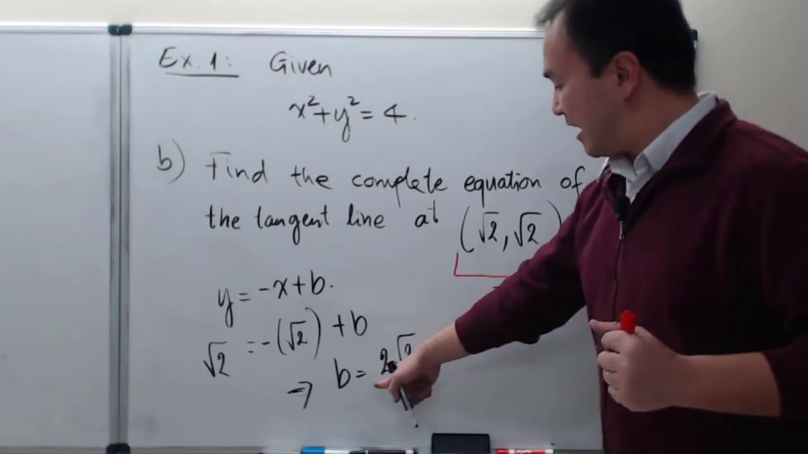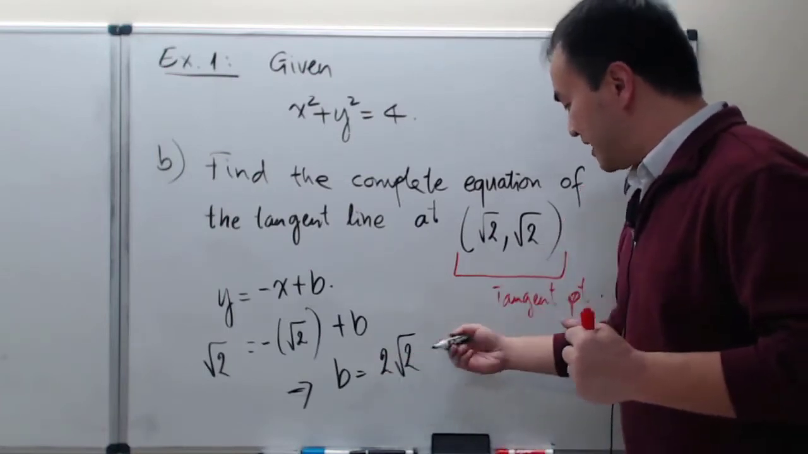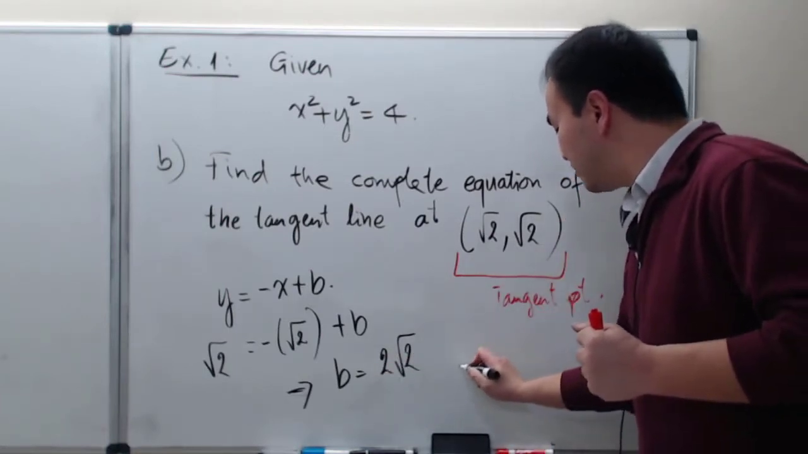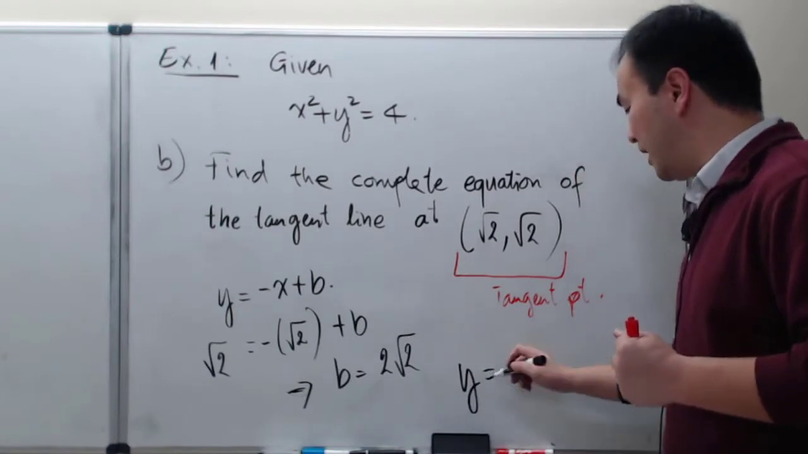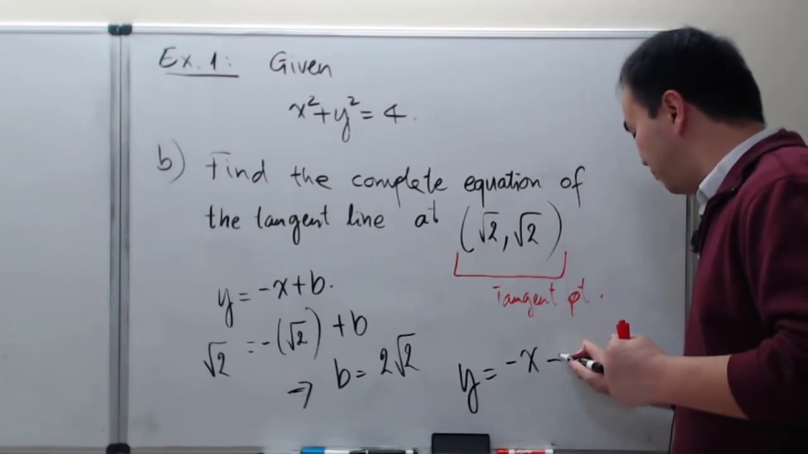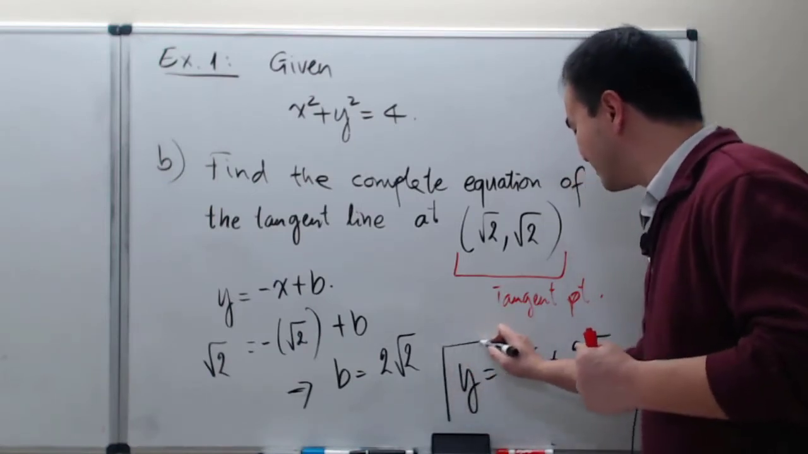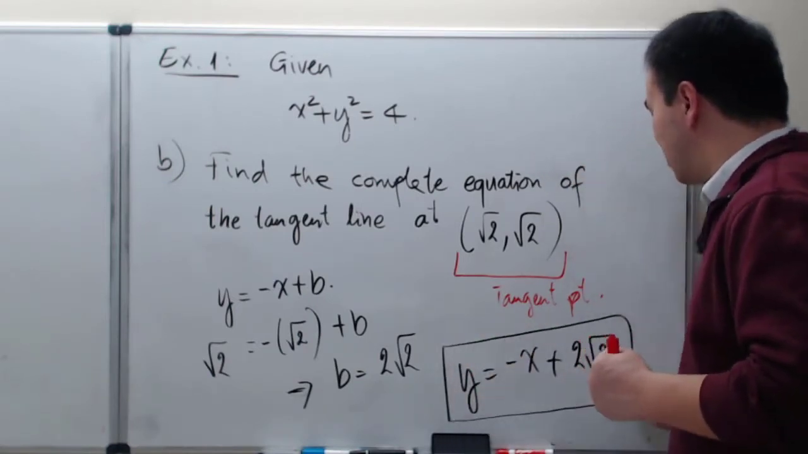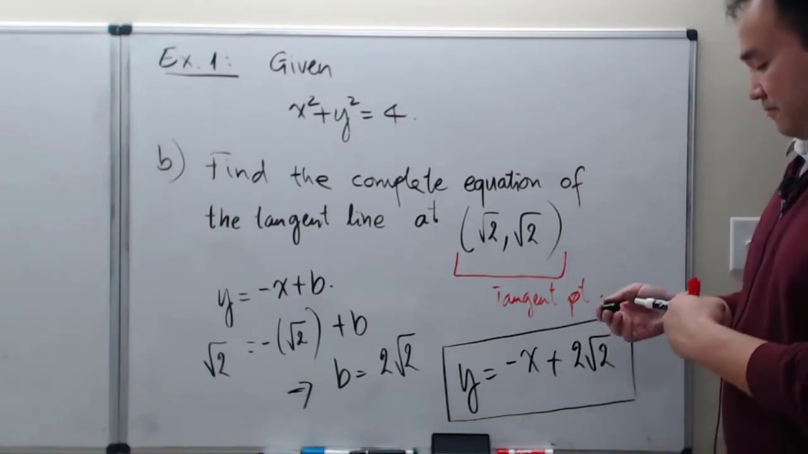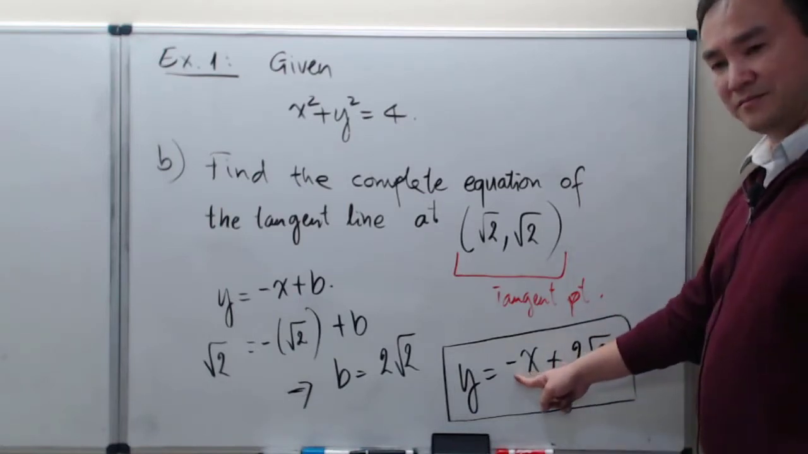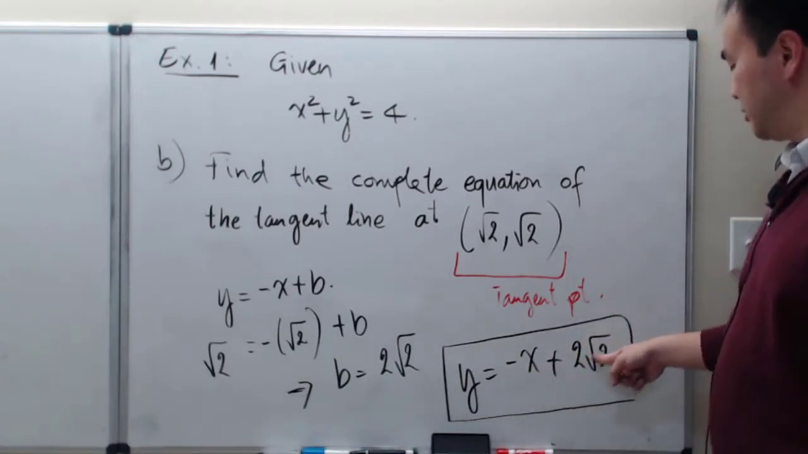Okay. So that's our b value, the y-intercept of the tangent line. So our final equation of the tangent line now is y equals minus x plus 2 square root 2. Okay, so that's the y-intercept. So slope negative 1 and y-intercept at 2 square root 2.